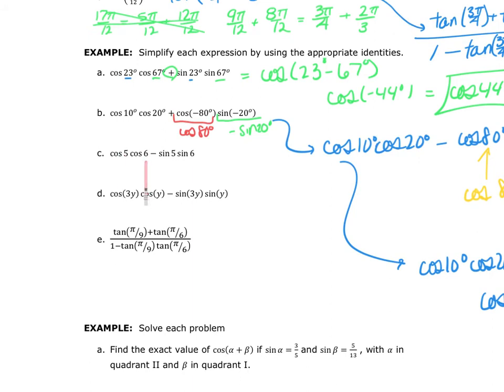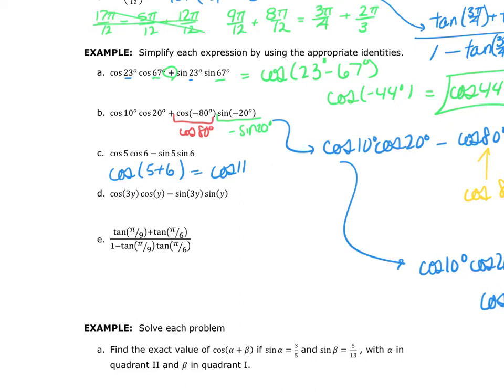These 5 and 6 are radians, because I don't see a degrees there, so these are radians. Cosine, cosine, sine, sine. Oh, well, we know what that is. We just had that. That's going to be the cosine of 5 plus 6, which is going to be the cosine of 11. We're going to go ahead and leave it like that.